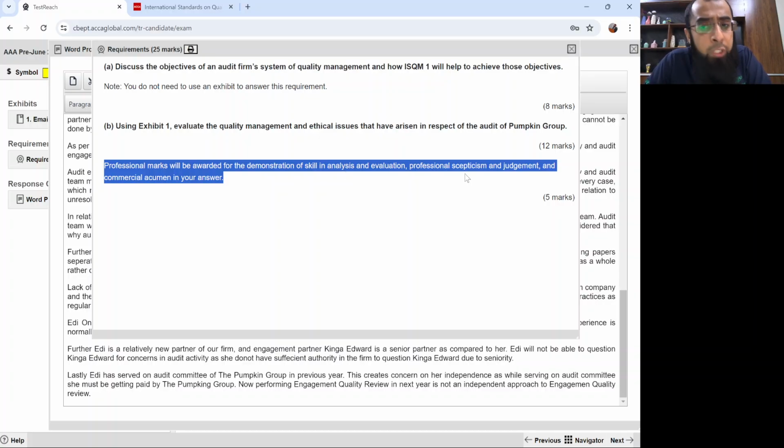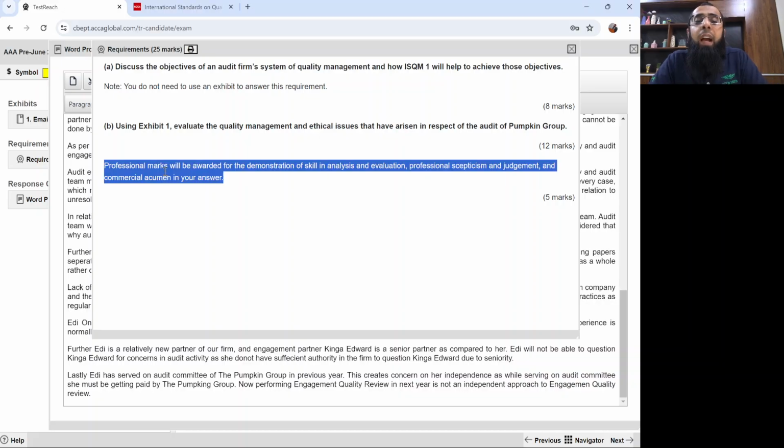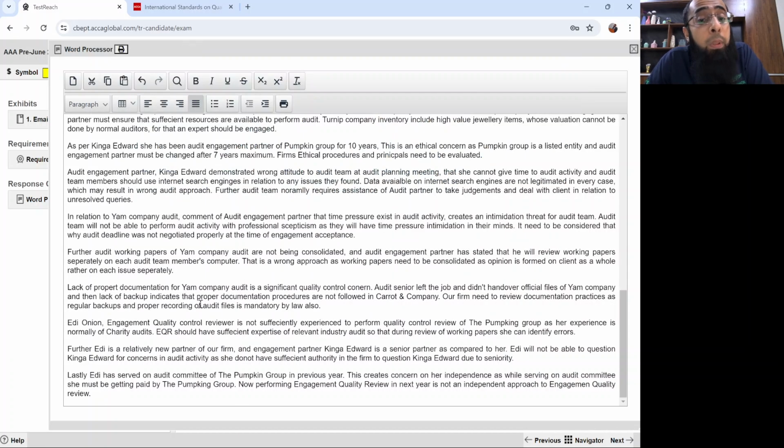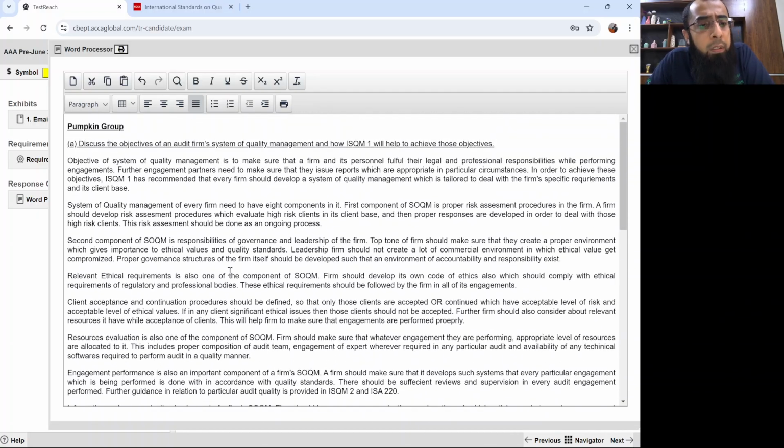Skepticism means questioning the issues, raising the issues wherever possible, taking a judgment that, okay, here the quality is getting compromised. And commercial acumen means having a practical approach. For example, a new partner practically will not have sufficient expertise to question a senior partner. Now, it's not that you have to think at every point how will I get professional skill marks. You answer your scenario in a proper manner and you get the relevant professional skill marks also.